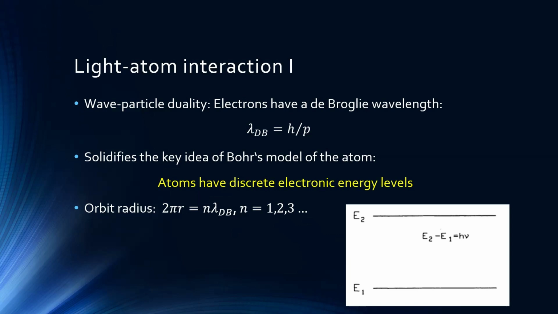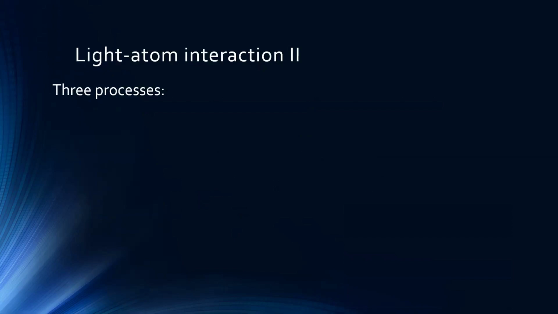Good questions. So now we know we have light and we have an atom that we model as a two-level system. How do those interact? There are three key processes, three things that can happen. Does anyone have an idea of what can happen when a photon comes into this two-level system?